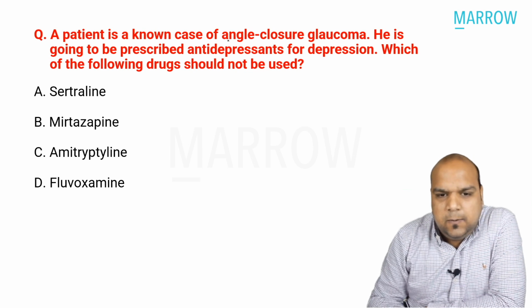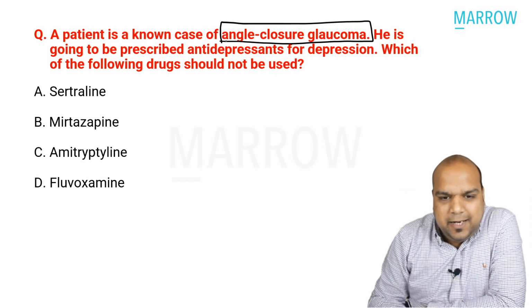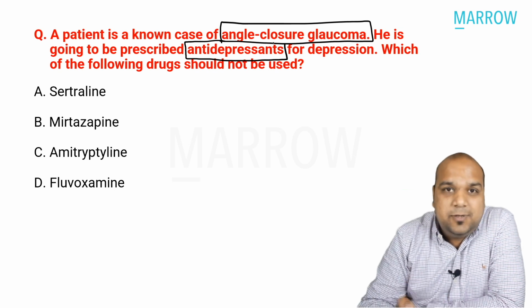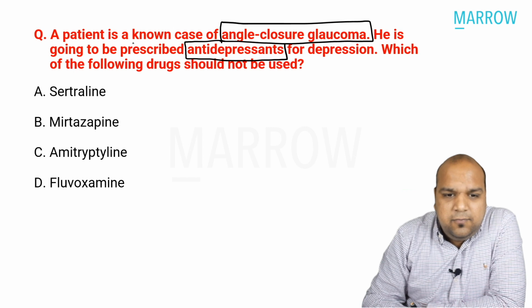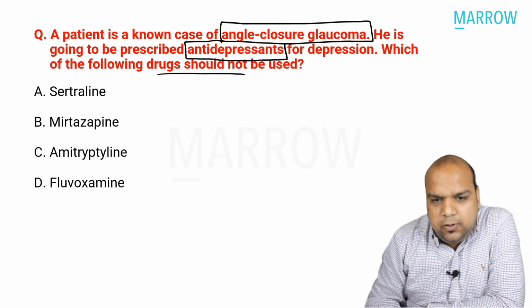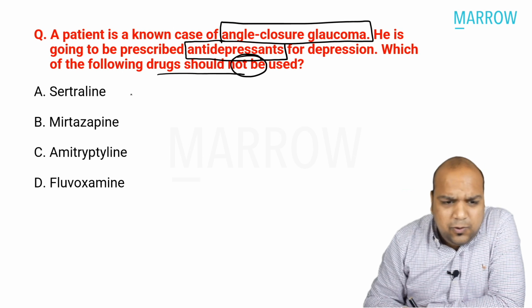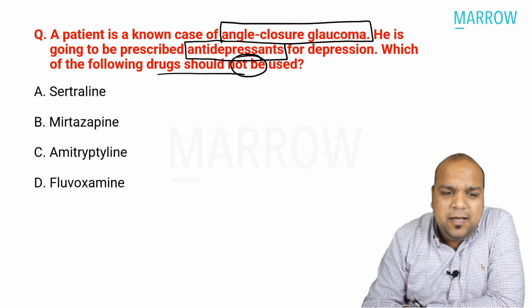A patient is a known case of angle closure glaucoma. Okay, so the diagnosis is already given in the question. He is going to be prescribed antidepressants. Now, why does the question become important? Because we know as a group of drug, antidepressants are a cause of precipitation of angle closure glaucoma, right? Which of the following drugs should not be used? Now, all these are antidepressants, everybody, we know. Out of this, which has the most likelihood of precipitating?